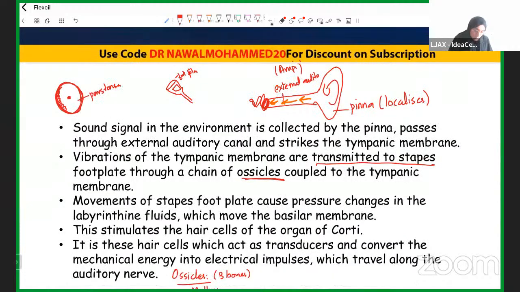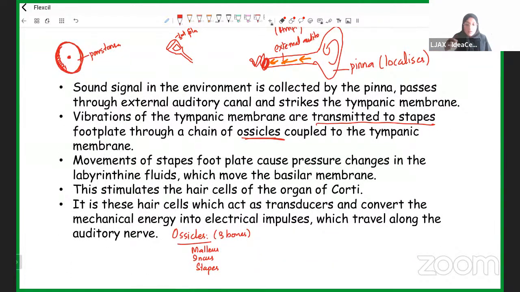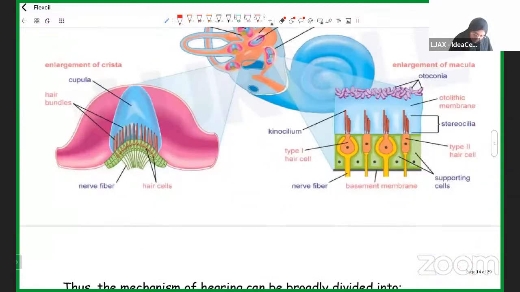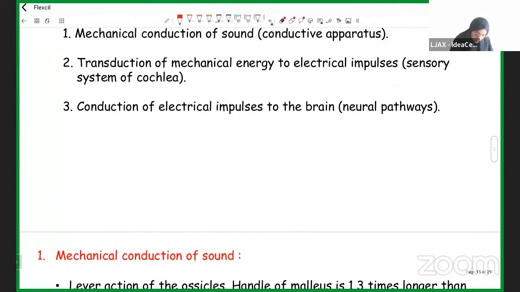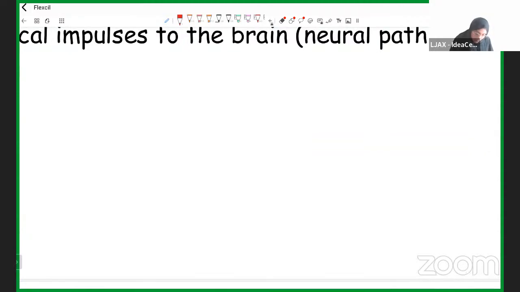The movements of the stapes foot plate cause changes in the pressure in the labyrinth fluids, which move the basilar membrane. Here you will have to understand the anatomy and physiology of the cochlea to understand how the basilar membrane moves. This basilar movement will stimulate the hair cells of the organ of Corti. So I'll draw a diagram. Let's do it here.